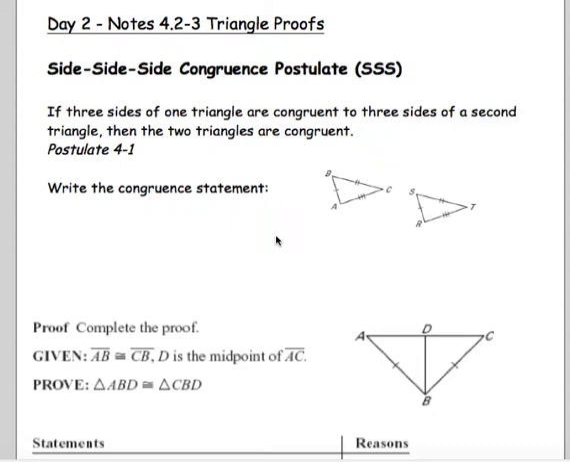You might feel like you will forget all those weird letter combinations, but as we practice them, you'll get them down and it will be pretty easy to use them. If 3 sides of one triangle are congruent to 3 sides of a second triangle, then the 2 triangles are congruent. That is the side-side-side congruence postulate. And so we're being asked to write a congruent statement here.